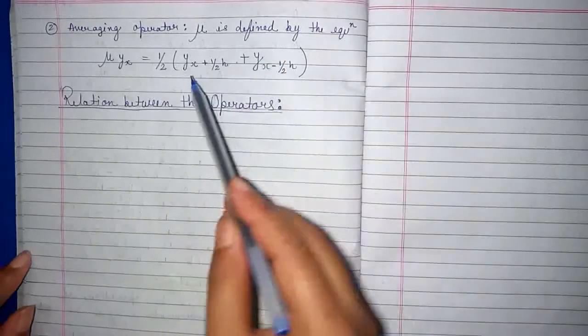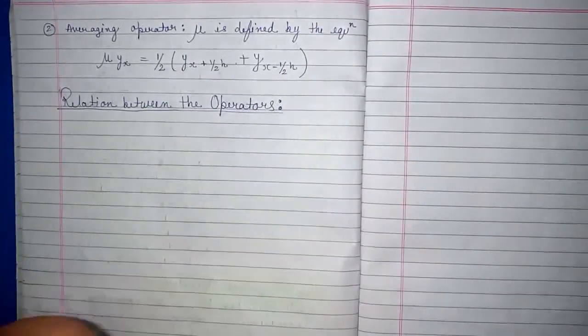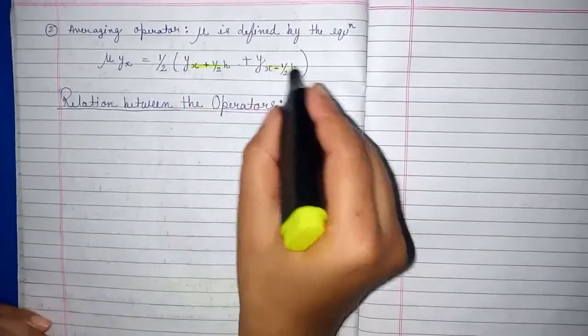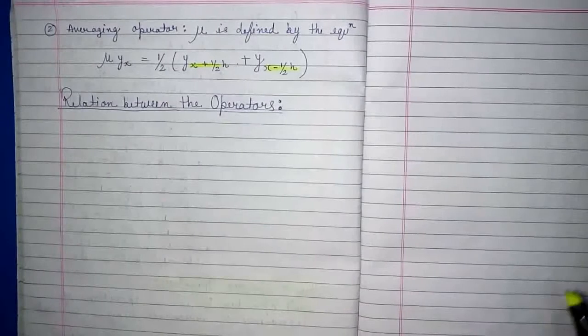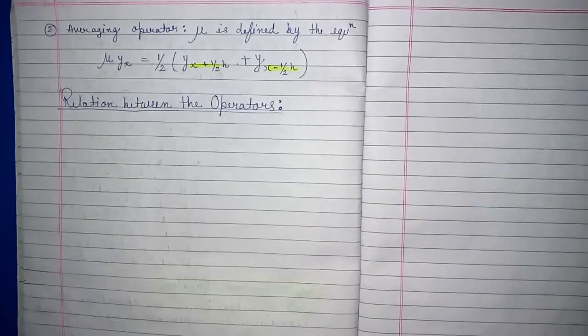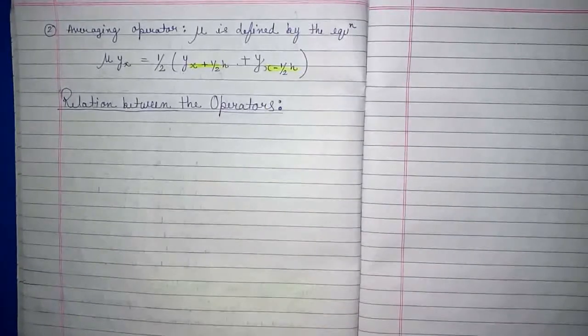Means if you just take an average of these numbers, whatever is written here, you will find that the average of this is x only. That's why it's known as the averaging operator. Wherever this operator is needed, we will use it.